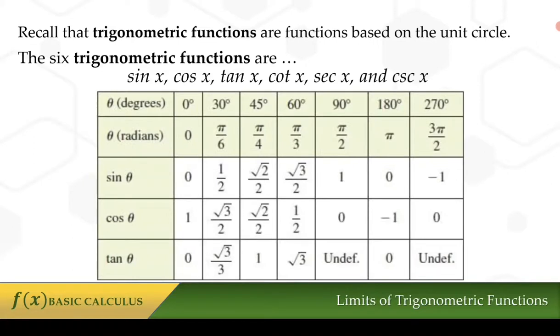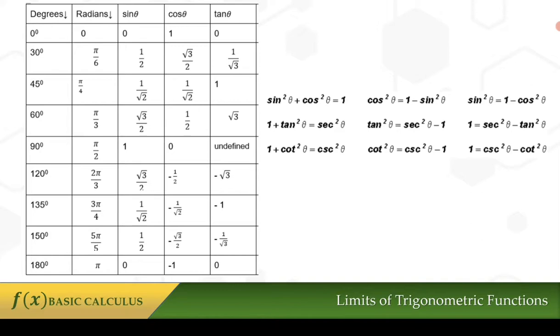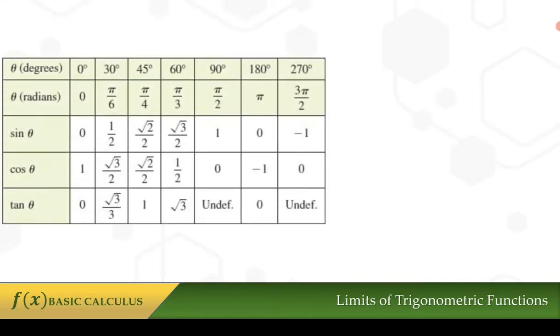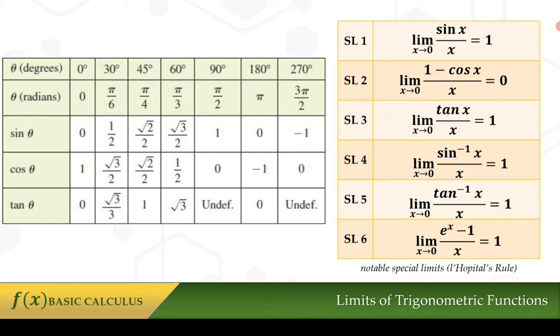We use a table to determine the values, for example, sine pi over 2, sine pi, cosine pi, okay? I want you to use this table as your guide in solving limits of trigonometric functions. We also have trigonometric identities, since some problems need trigonometric identities. Next, we have the notable special limits from L'Hopital's rule, which we can use to simplify limits of trigonometric functions. So this time, let's open our discussion board and try to evaluate limits of trigonometric functions.